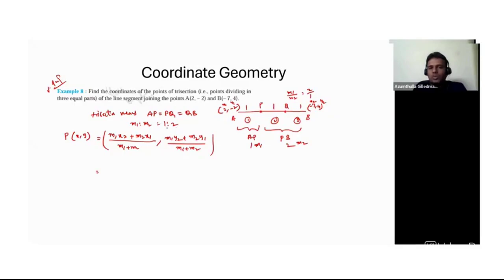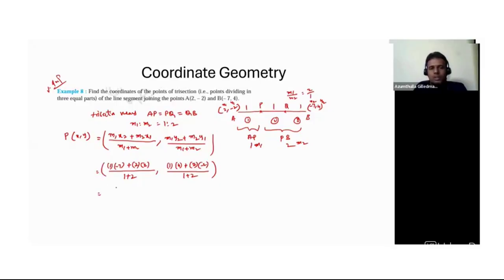So what is M1 here? 1. M2 is 2. Let's substitute like that. So M1 is 1. So 1 into what is x2? Minus 7. So 1 into minus 7. Again, I am telling you the signs are very important. So be careful. So M2 is 2 into what is x1? x1 is 2. Then M1 plus M2 is 1 plus 2. And then 1 into y2. y2 is 4. So 1 into 4 plus M2 is 2 into y1, which is minus 2, by M1 plus M2.